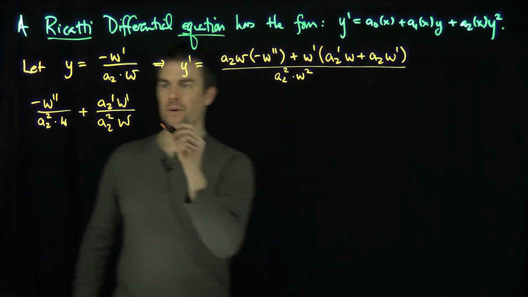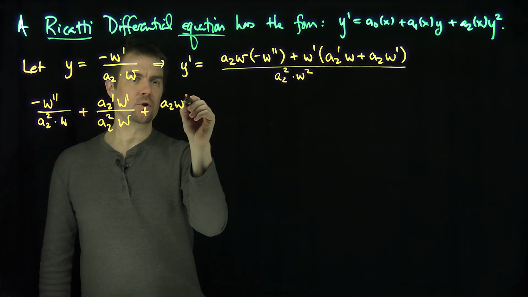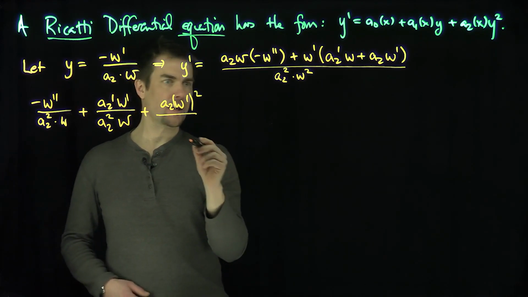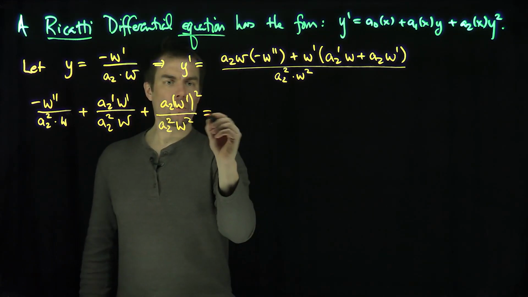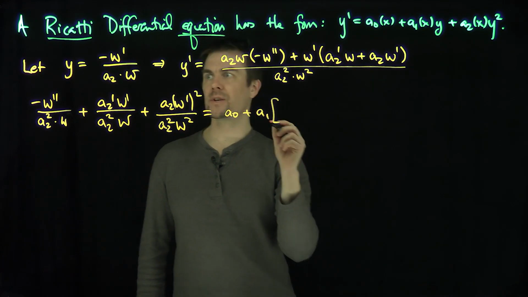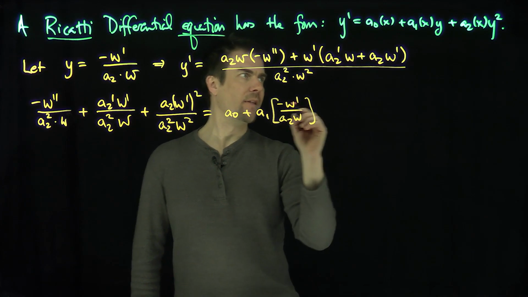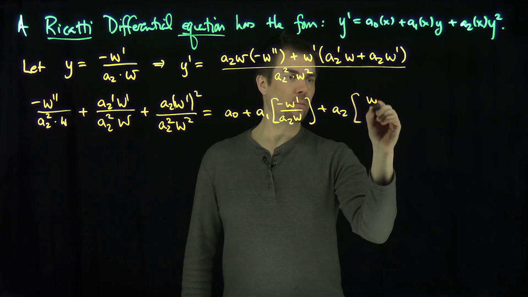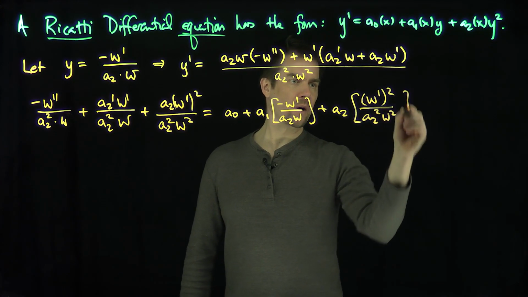Then over here, what do we have? The last term is going to be a plus a2 w prime quantity squared, and then that's going to be over a2 squared w squared. So one of those a2s will cancel out. And this is equal to a0 plus a1 times y. And what is y? It's negative w prime over a2 w, and then plus an a2 times y squared, which is going to be a w prime quantity squared, all divided by a2 squared w squared.